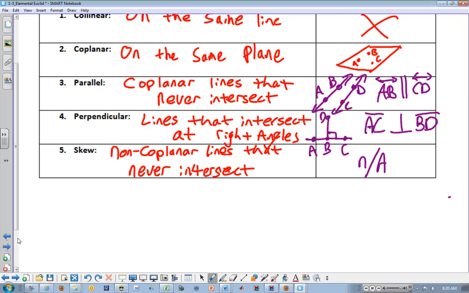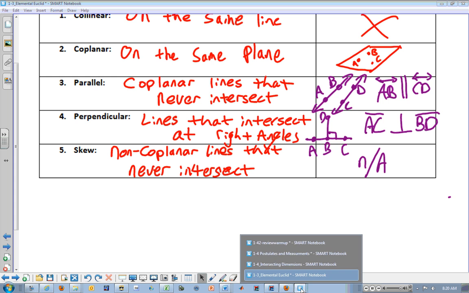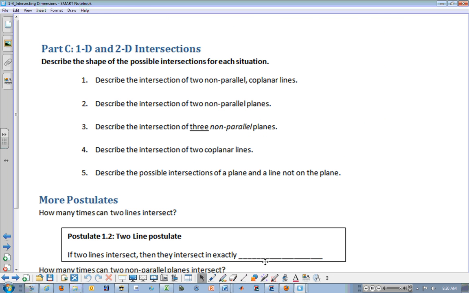Let's go back to the intersecting dimensions here. All right, little assignment update. So that page 19, we're going to finish up anything that we need for that. Hopefully you'll see it's a pretty simple assignment.